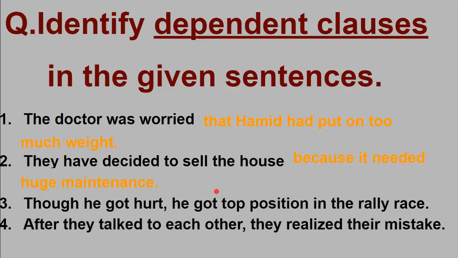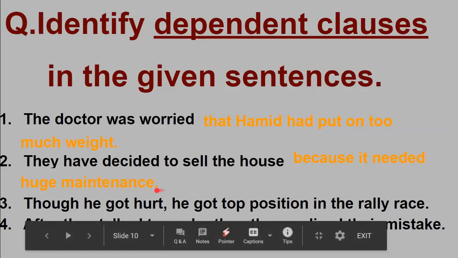Very good. Nice, very nice, Usman. He is saying, "though he got hurt", though he won. Okay, so it doesn't matter. I've written one here. Though he won, he got top position in the relay race. So "though he won" is the dependent clause.